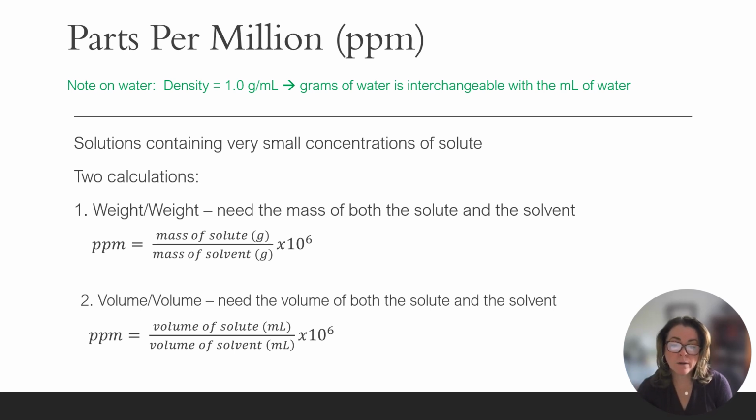If we were looking at volume, here we would need the volumes of both the solute and the solvent. Same exact equation, only this time we're using volume of solute over volume of solvent times 10 to the 6. Now, something to note is that water has a density of 1 gram per mil, and so we can use grams of water interchangeably with the volume of water.